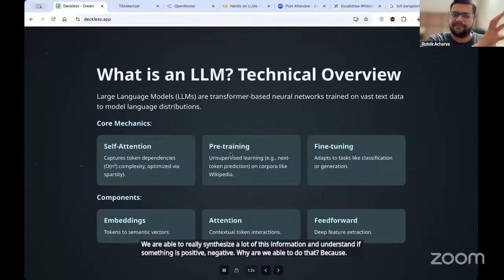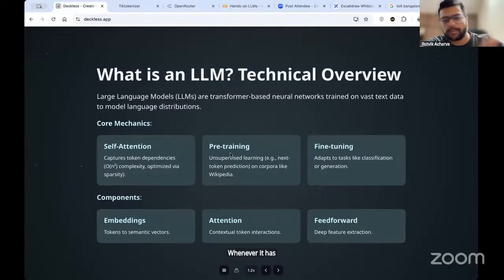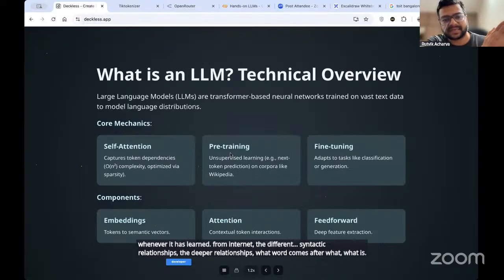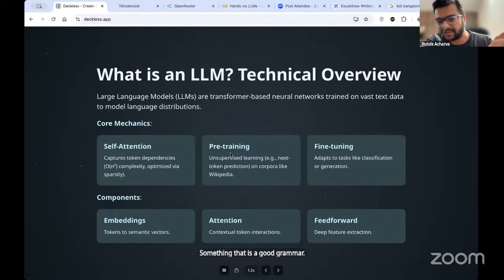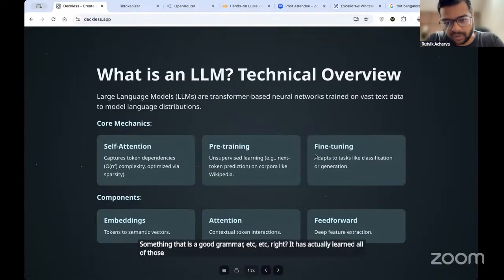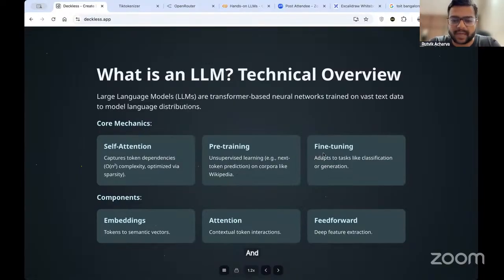Because it has learned from the internet the different syntactic relationships, the deeper relationships, what word comes after what, and what is good grammar, etc. It has actually learned all of those relationships already. And you can fine tune it.